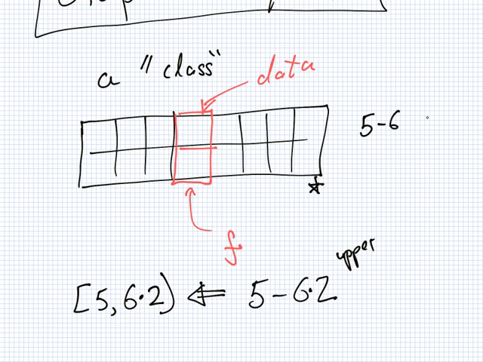5 to 6, but then the next box is 7 to 8. Now, this might seem like a mistake, but it's actually not, because you can decide which one to put it in. If I have 6.2, which class does that go into? 6. Yeah, why? If I have 6.6, it would go into this.